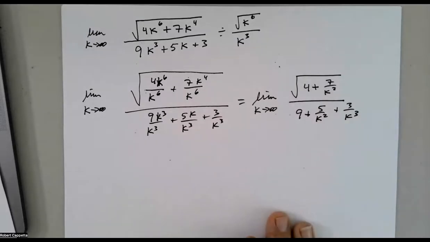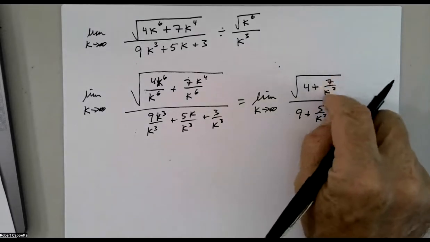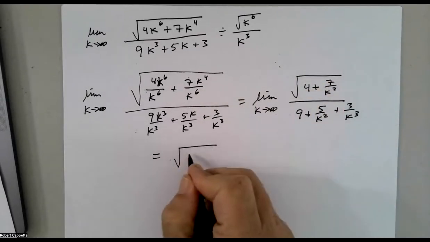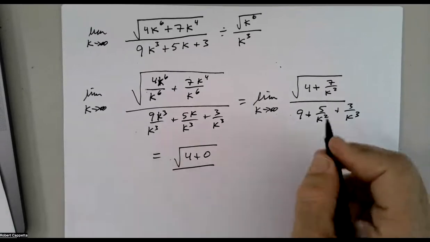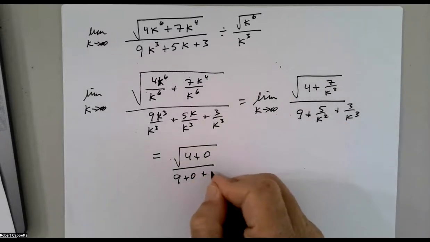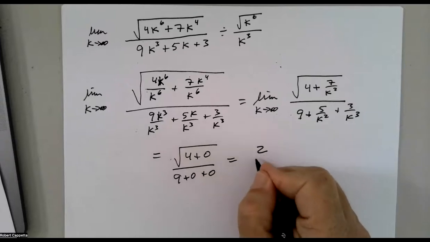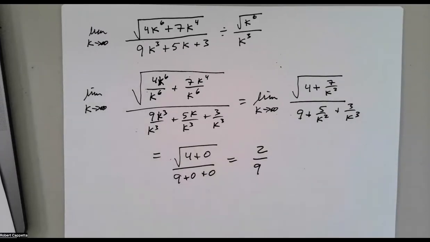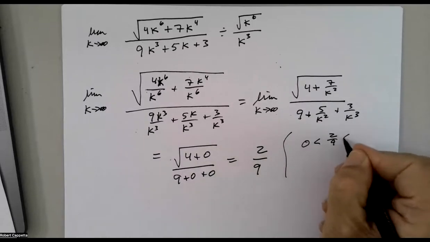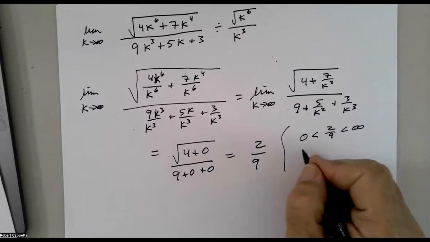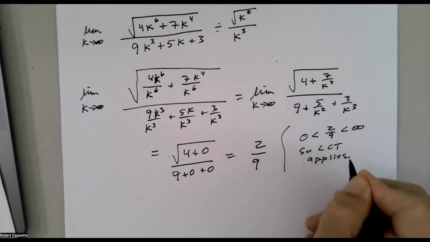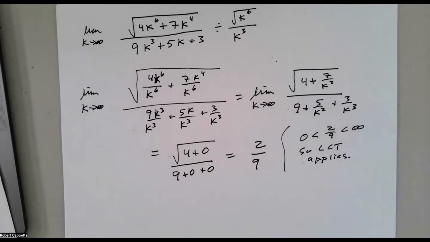Now, as k goes to infinity, what happens to this? The top goes to 7 plus a large number squared, so that's 4 plus 0. So I get the square root of 4 plus 0 on top. On the bottom, 9 plus 5 over a large number, 0, 3 over a large number, 0. Root 4 is 2, 9 plus 0, 0, 2 ninths. And I'm happy because that is between 0 and infinity. 0 is less than 2 ninths, is less than infinity. So the limit comparison test applies, which means both series are of the same type.